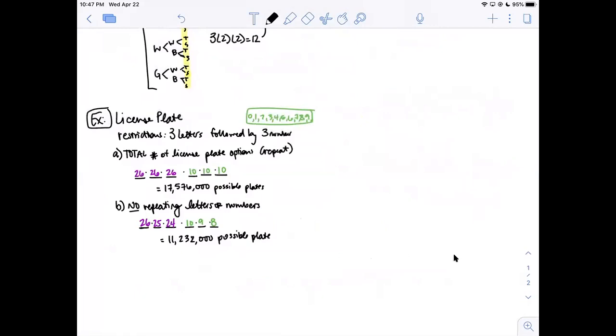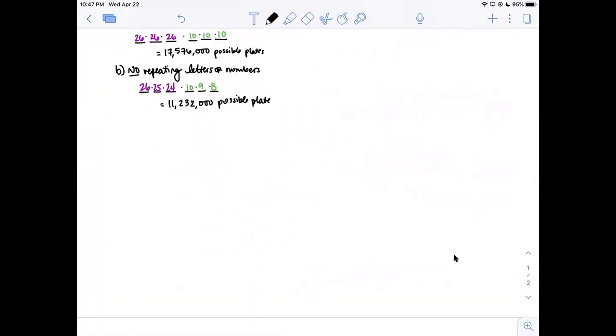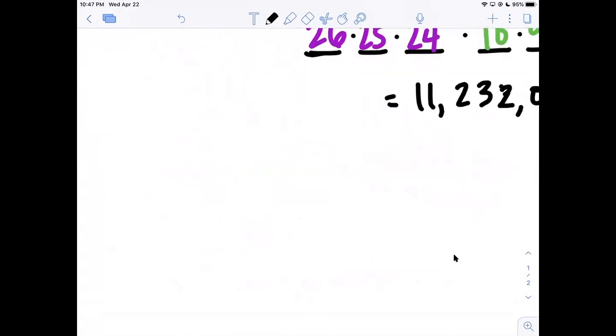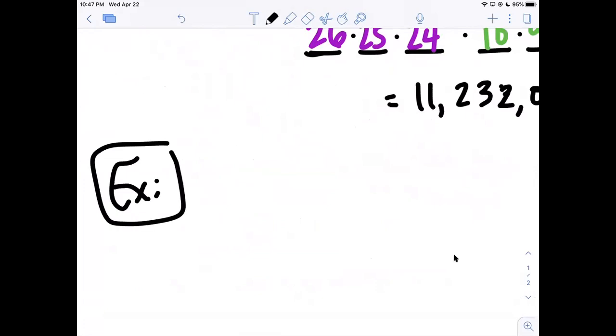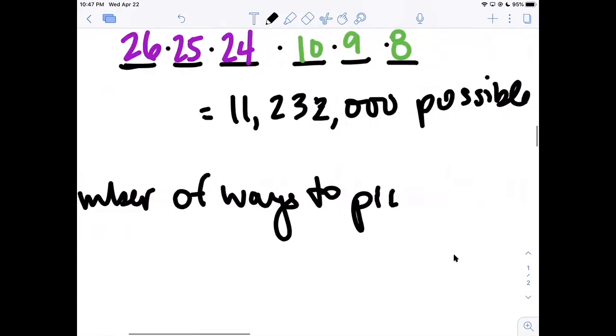Okay, another way that we can do this counting or multiplication principle is with cards. There's a ton of examples with cards. I don't know how many exactly I'm going to get to today, but they're going to keep coming up. So don't get sick of them yet. So we're going to find out the number of ways to pick cards.